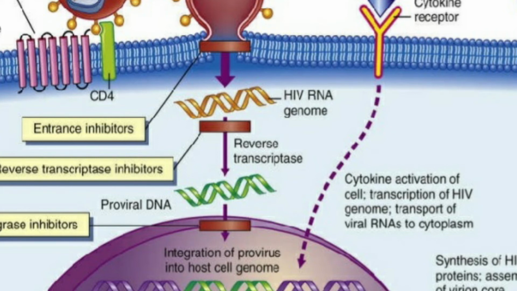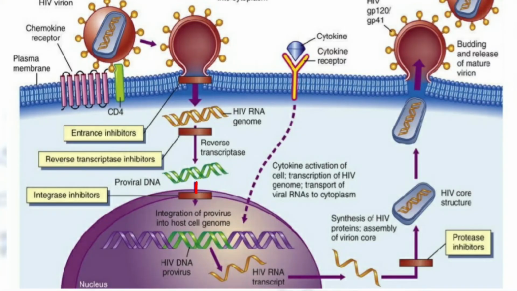Now, following the reverse transcription, you can see the double-stranded DNA is formed. The final double-stranded DNA product migrates into the nucleus, and then it is integrated into the host cell chromosome by the enzyme integrase. So this is another enzyme which is unique to HIV. First, transcription from RNA to DNA is done by reverse transcriptase. Now the double-stranded DNA is integrated with the help of integrase in the nucleus of the host cell.